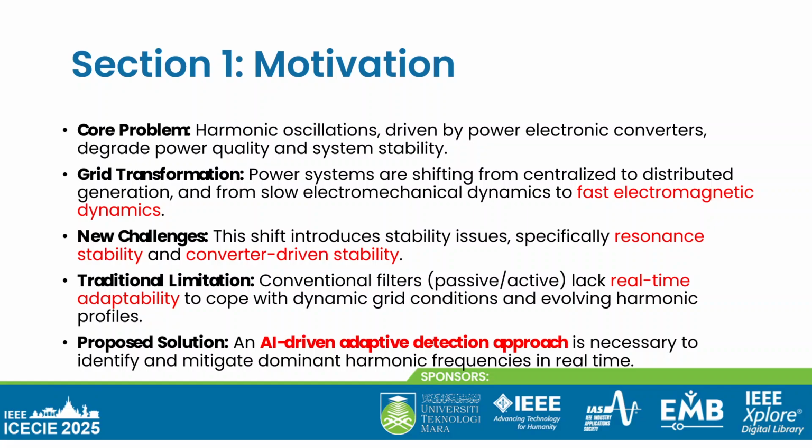The challenge becomes even more severe when many inverter-based resources interact and create more dynamic, time-varying harmonic patterns. So it leads to some new classes of issues like converter-driven stability, passive or active, and resonance stability. And these problems cannot be solved by traditional fixed-method harmonic filters. So we have to propose an AI-driven detection approach to identify and mitigate those dominant harmonic frequencies in real time.